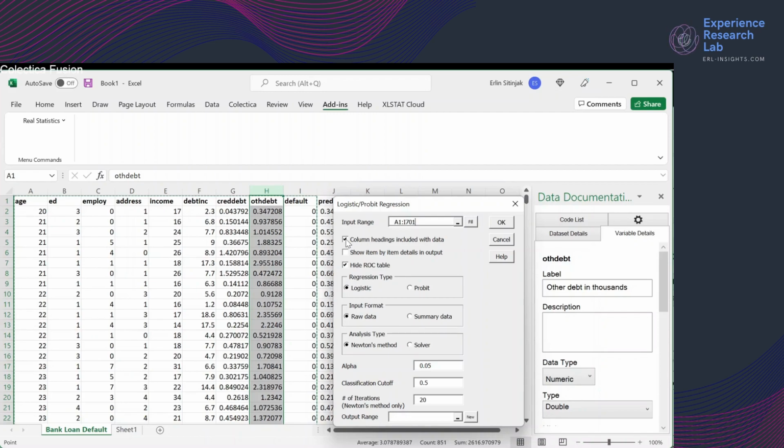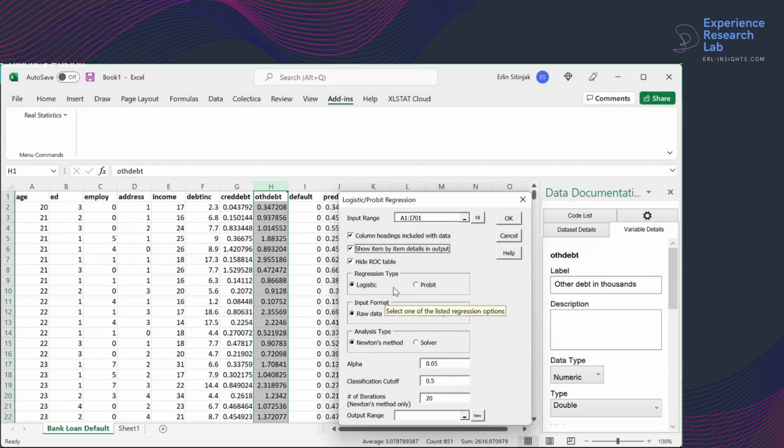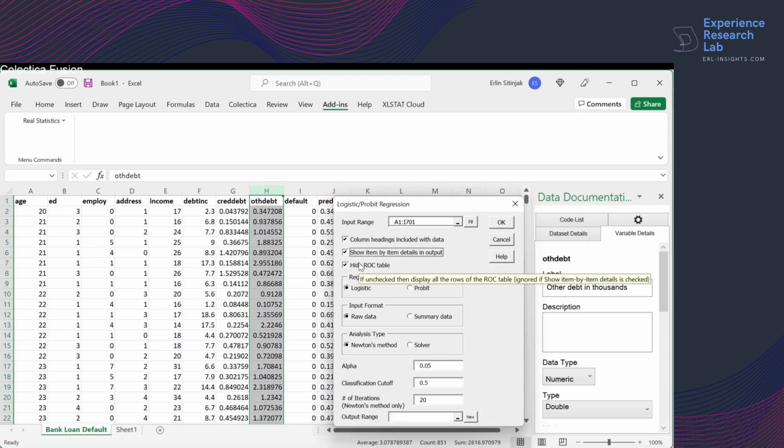I also want to see the item by item details in output, and hide the ROC table. ROC stands for Receiver Operating Characteristic. It hints at the best cutoff value for predicting whether someone will default or not. It is not a must-have because it also comes with a plot. So I will leave this box unticked.